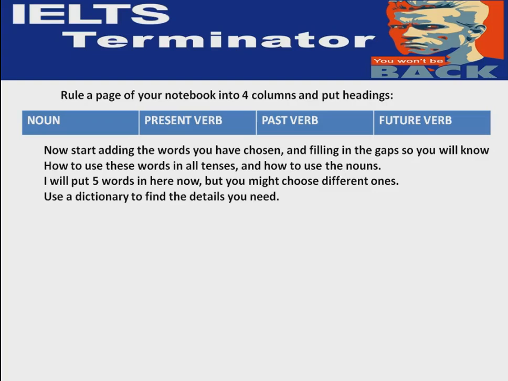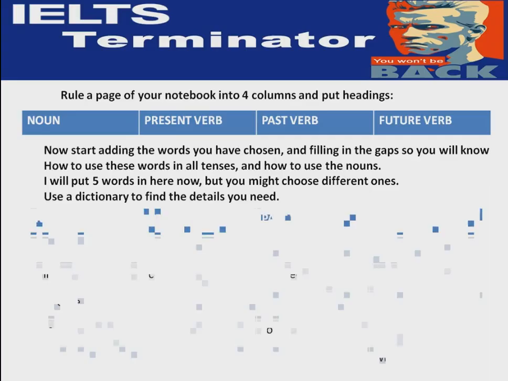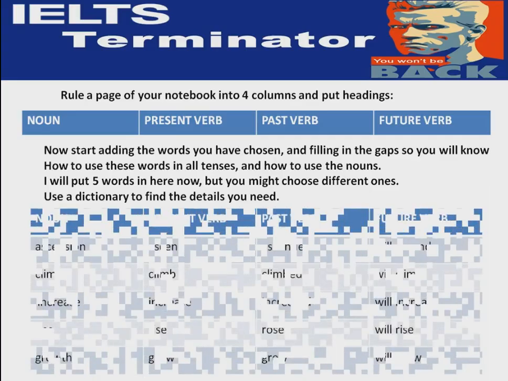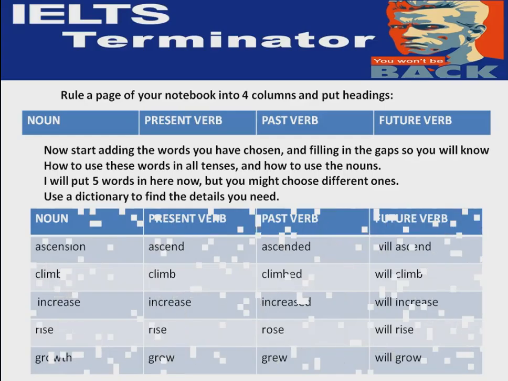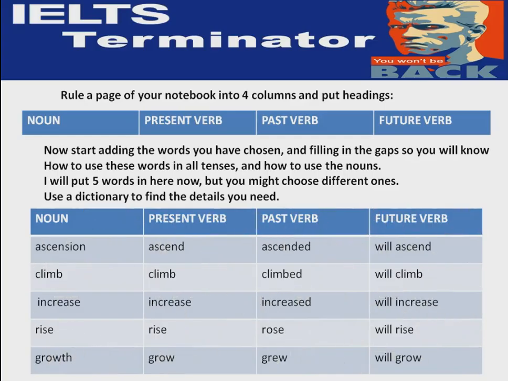I'll put 5 words in here now, but you might choose different ones. Use a dictionary or a thesaurus to find the details you need. Here are the few that I will put. Ascension, ascend, ascended, will ascend, climb, present verb climb, past tense verb climbed, will climb.